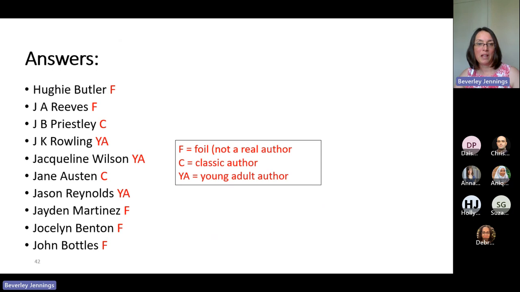Right, so there are 5 real authors on that list. JB Priestley was a curriculum author, who wrote An Inspector Calls, which is most children's study for literature. JK Rowling, of course, I hope you all recognise her. Jacqueline Wilson is on that list as a young adult author. Jane Austen should have been a name you would hope lots of people recognise. Jason Reynolds is a very recent contemporary young adult author. And then you've got 3 more foils at the bottom. They had 10 lists like that to go through and tick.